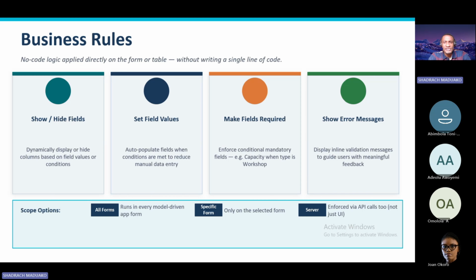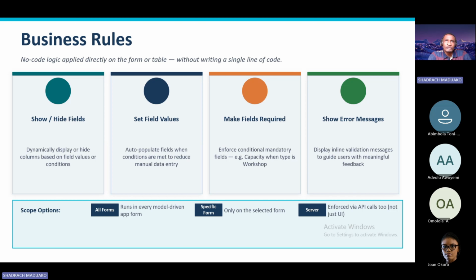Now, what are business rules? What are business rules in Power Platform? So here we say business rules are no-code logic that are applied directly on the form or a table. That means for you to apply this, you don't need to write any code. You don't need to be an expert in pro code. They are no-code logic that can be configured on the form. The form you create, you can actually configure some automation, some rules there without writing any line of code. So that is what business rules help us to do in Power Apps.